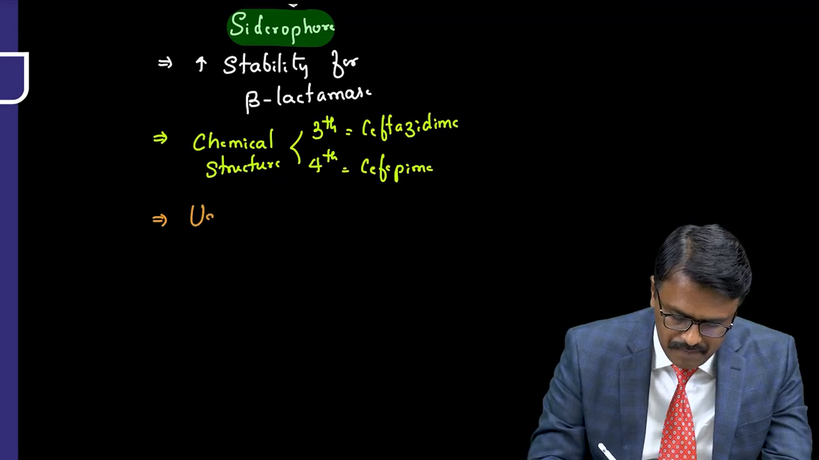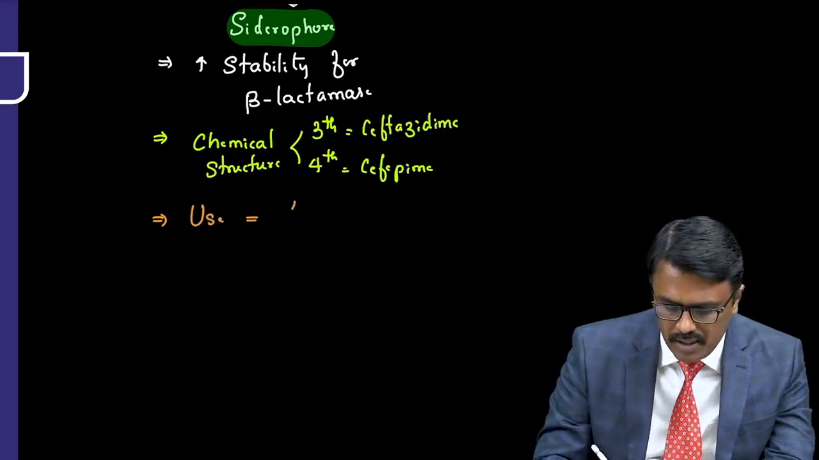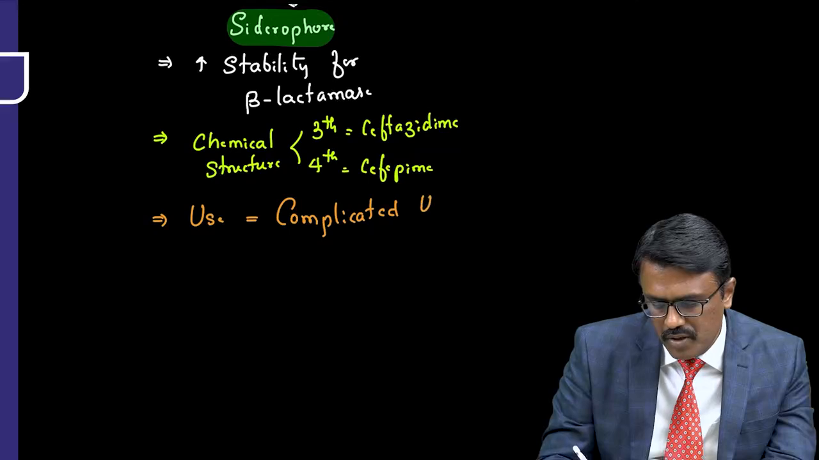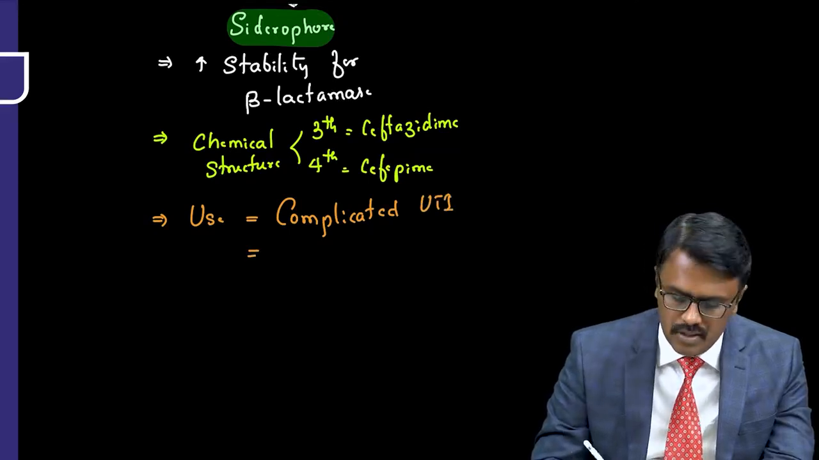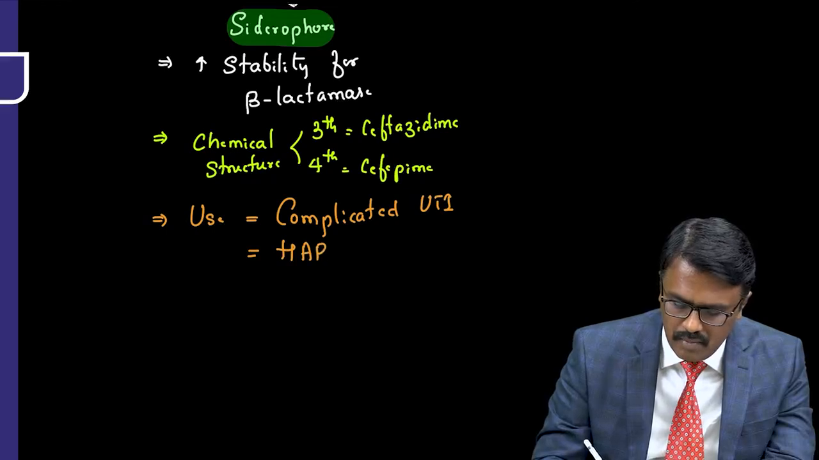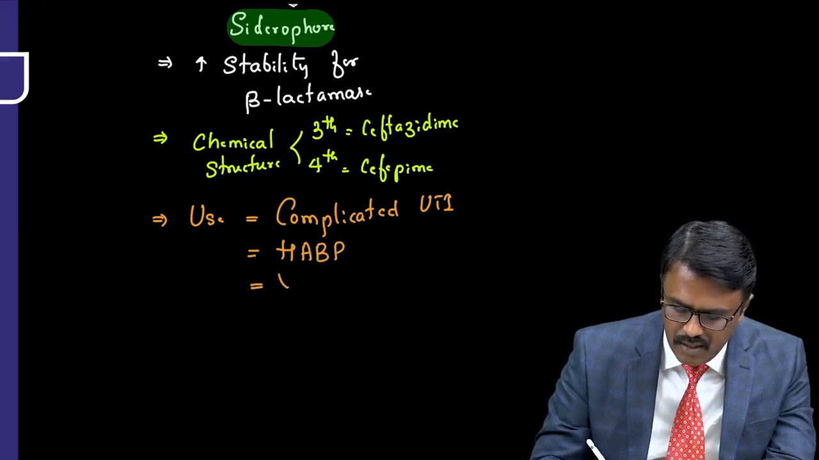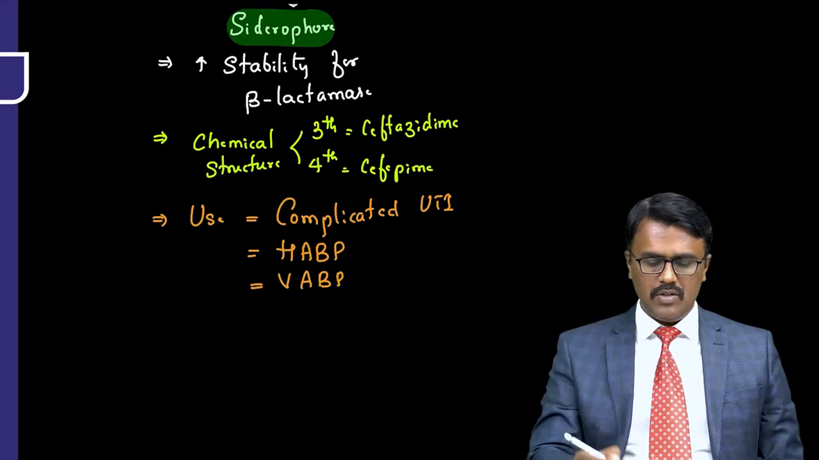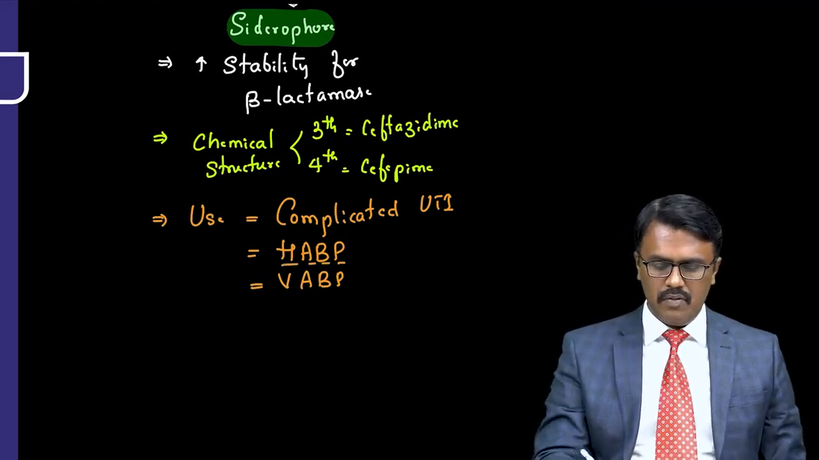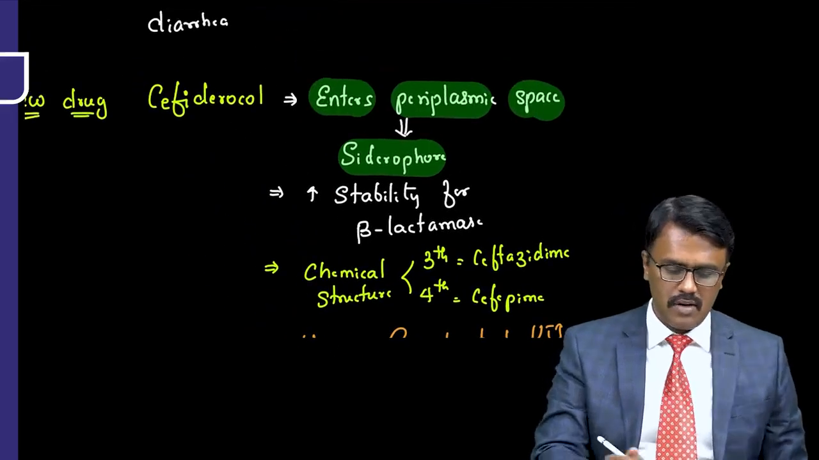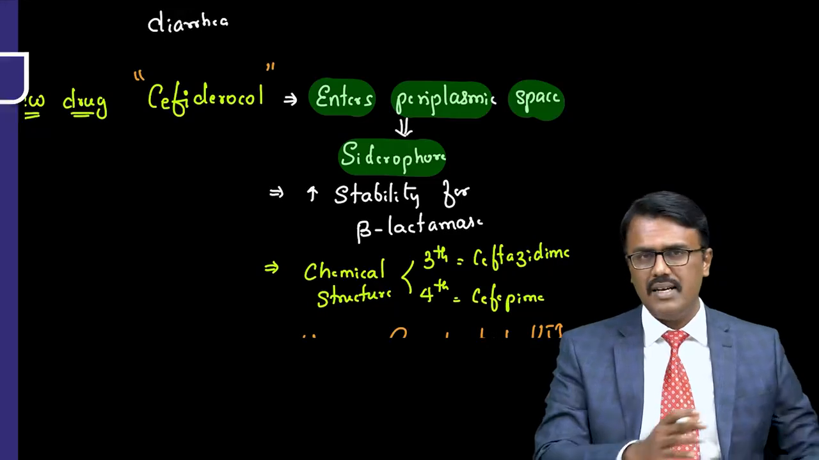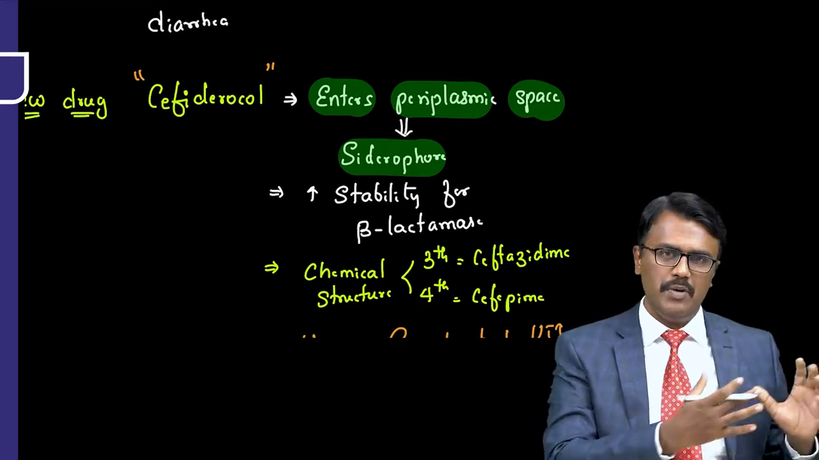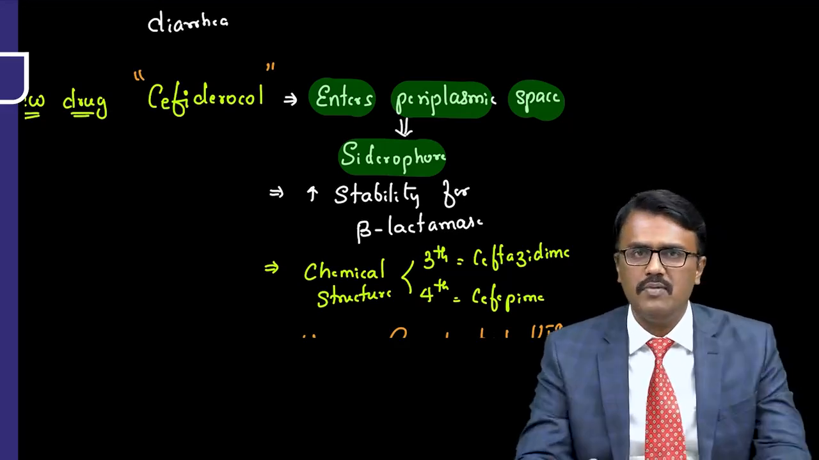Now where to use it? It is used in complicated UTI, as one of the reserve drugs. It's like a nuclear weapon. We don't use it every day. It is a reserve drug. And it is also used in hospital acquired bacterial pneumonia and ventilator associated bacterial pneumonia, HABP and VABP. For these we use the drug called cefiderocol. Nowadays the problem is resistance, so if you don't have any other drug, only then we use this drug, cefiderocol.